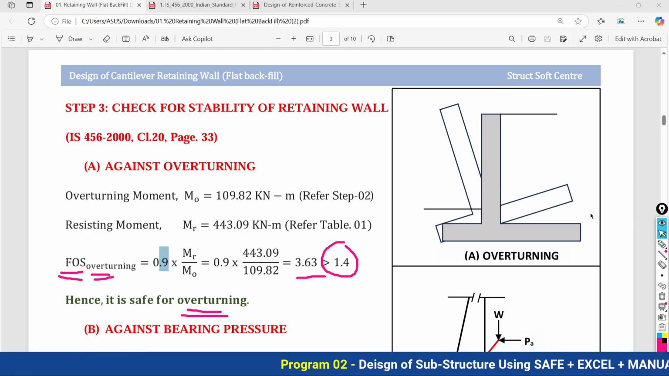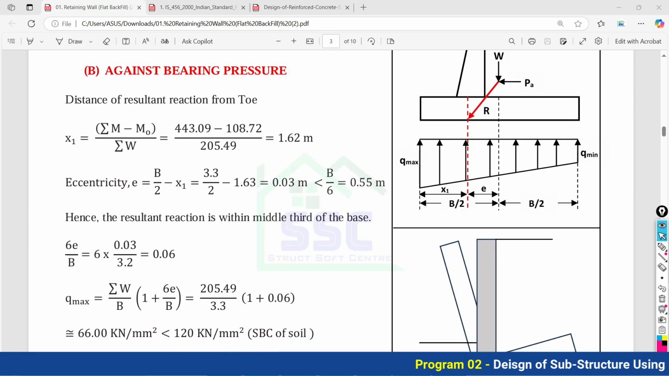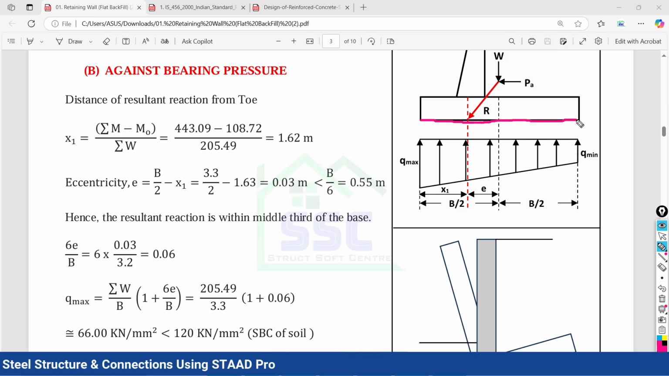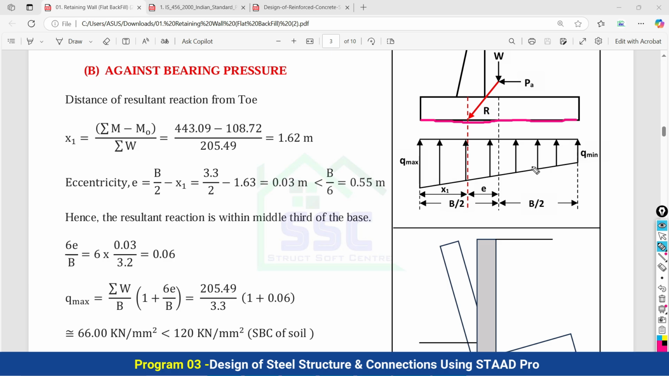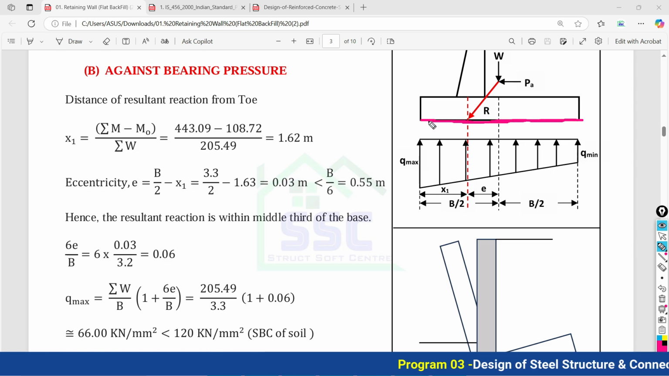Hope that you all understood the first check. Now the next check we have to perform is the bearing pressure check. In this check we are going to ensure whether the base size of the retaining wall that you have adopted is safe or not, and whether the stresses developed at the base of the retaining wall from the soil below are within the limit or not.